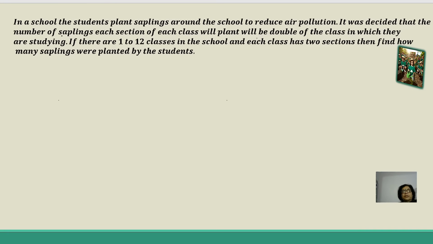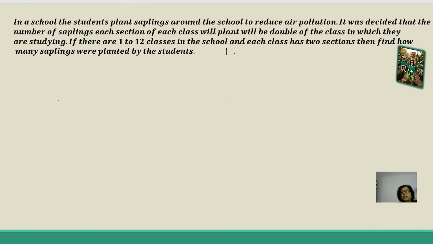The first question to begin with is: in a school, the students plant saplings around the school to reduce air pollution. It was decided that the number of saplings each section of each class will plant will be double of the class in which they are studying. If there are 1 to 12 classes in the school and each class has two sections, then find how many saplings were planted by the students.